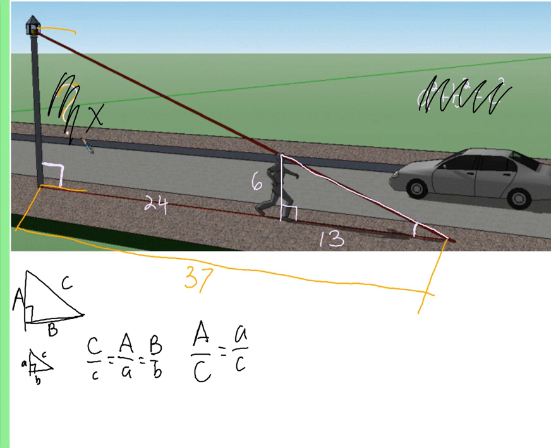If you measure your distance, I mean, I could have told you this was 37 just as easily as I told you this distance is 24. Right? 24 plus 13 is just 37. But yeah, if you measure your distance and you measure your shadow and you know how tall you are, you know how tall the tree is. You use similar triangles.